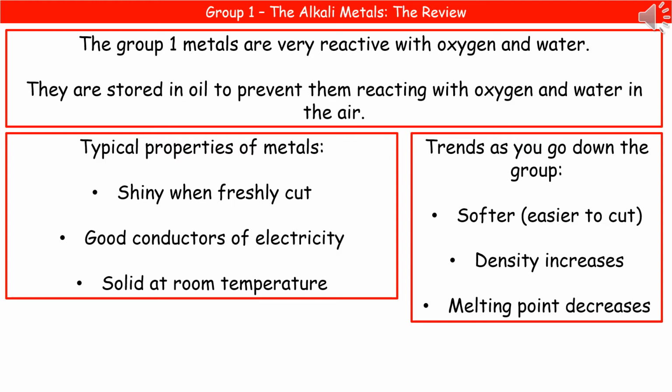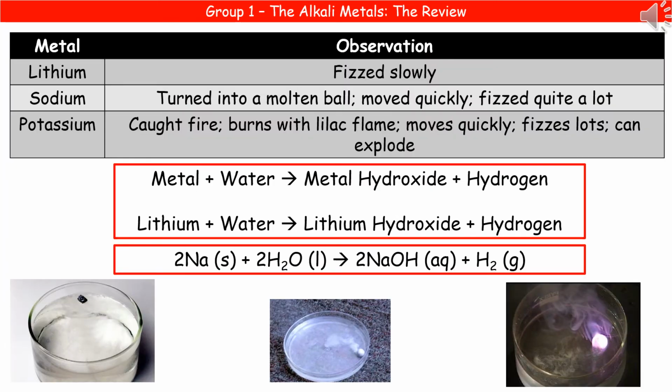Some typical properties that they've got, they have those typical properties of metals, so they're shiny when they're freshly cut, they're good conductors of electricity, and they're solid at room temperature. And some of the trends that they've got as we go down the group, they become softer, their density increases, and their melting point decreases. So hopefully you remember the experiment that we did in class for this one.